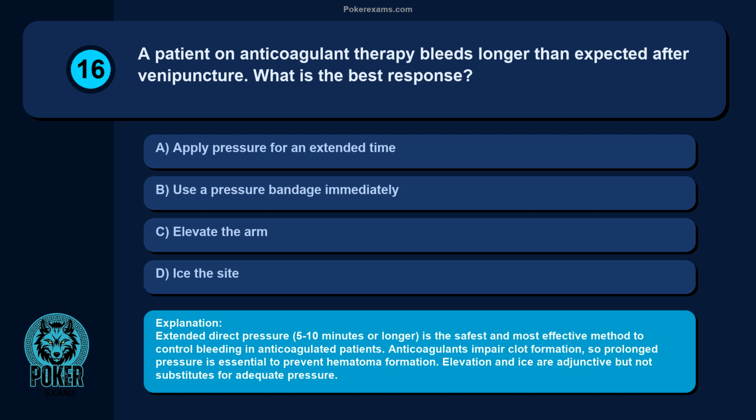Extended direct pressure, 5 to 10 minutes or longer, is the safest and most effective method to control bleeding in anticoagulated patients. Anticoagulants impair clot formation, so prolonged pressure is essential to prevent hematoma formation. Elevation and ice are adjunctive but not substitutes for adequate pressure.